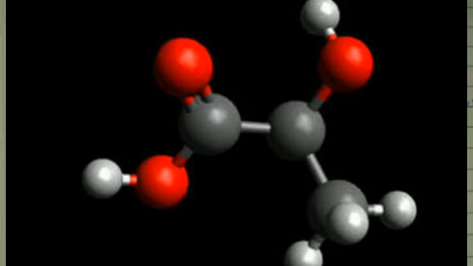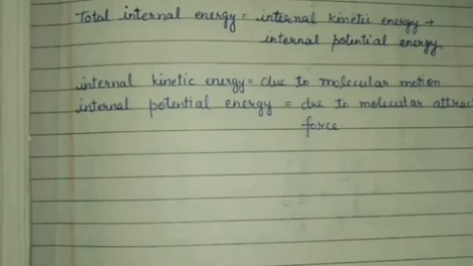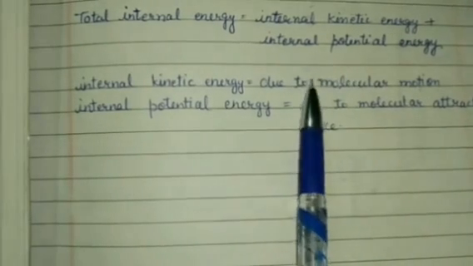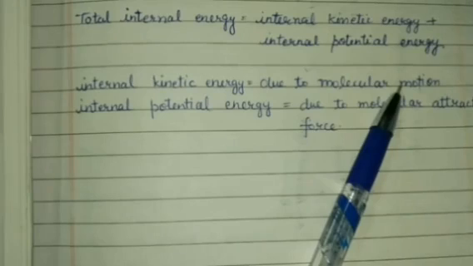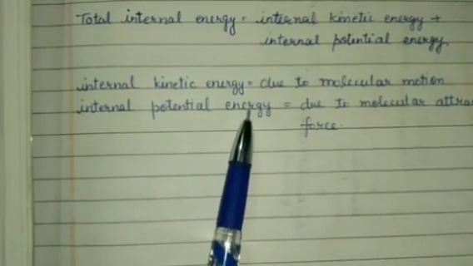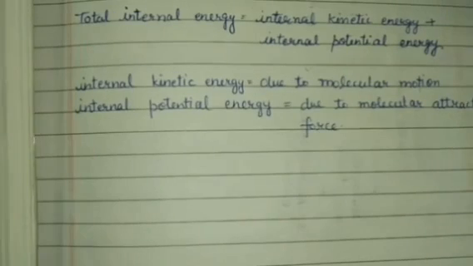Each body is made up of molecules, and these molecules are in a state of random motion, and each molecule exerts a force of attraction on other molecules. So total internal energy equals internal kinetic energy plus internal potential energy. Internal kinetic energy is due to molecular motion. Internal potential energy is due to molecular attraction forces between the molecules. And the heat energy of a body is the internal energy of its molecules.